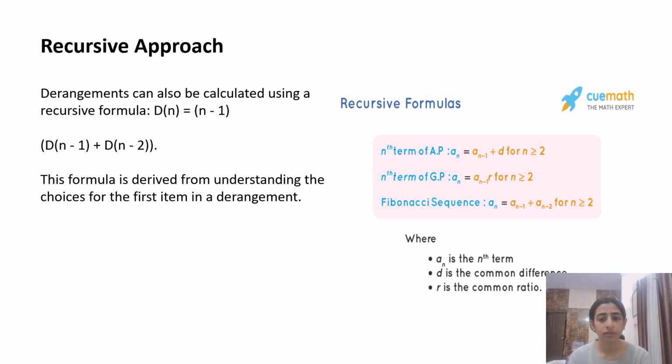Here, let us look at the formulas. Nth term of an AP: a(n) equals a(n minus 1) plus d, for n greater than or equal to 2. Nth term of a GP: a(n) equals a(n minus 1) times r, for n greater than or equal to 2. Next, we have the Fibonacci sequence: a(n) equals a(n minus 1) plus a(n minus 2), for n greater than 2. Here, a(n) is the nth term, d is the common difference, and r is the common ratio.